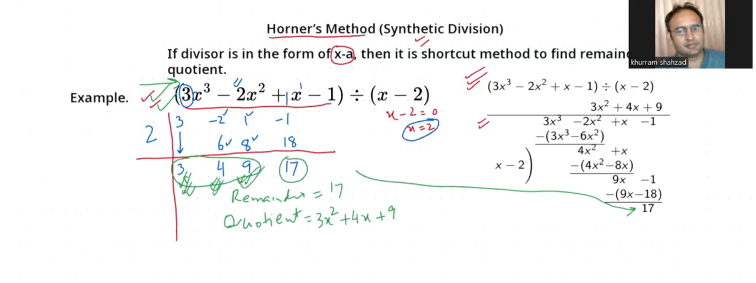So this is the way to find the remainder and the quotient. You can match this remainder and this quotient with the other method. Since in this method the remainder is 17, here also the remainder is 17. And now at the top, this is the quotient 3x squared plus 4x plus 9, which is the same here. So you will also understand that Horner's method is a shortcut method to find the remainder and quotient.